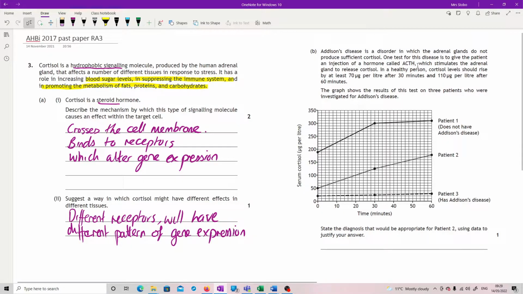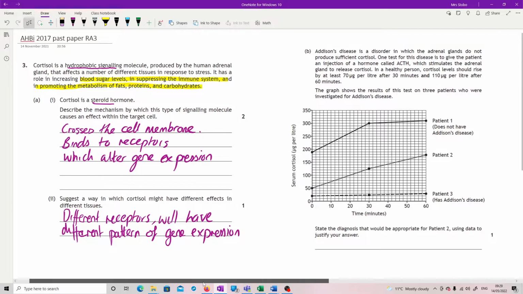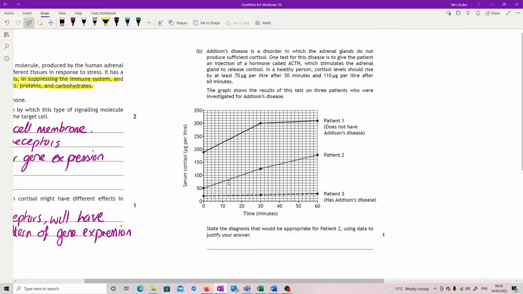Okay, Addison's disease, a disorder. In fact, I'm going to move this over slightly. Sorry if that's a little bit blip in your head. Okay, Addison's disease is a disorder in which the adrenal glands do not provide sufficient cortisol. One test for this disease is to give the patient an injection of a hormone called ACTH, which stimulates the adrenal gland to release cortisol. In a healthy person, cortisol levels should rise by at least 70 micrograms per litre after 30 minutes and 110 micrograms per litre after 60. The graph shows the results of the test on 3 patients who were investigated for Addison's disease.